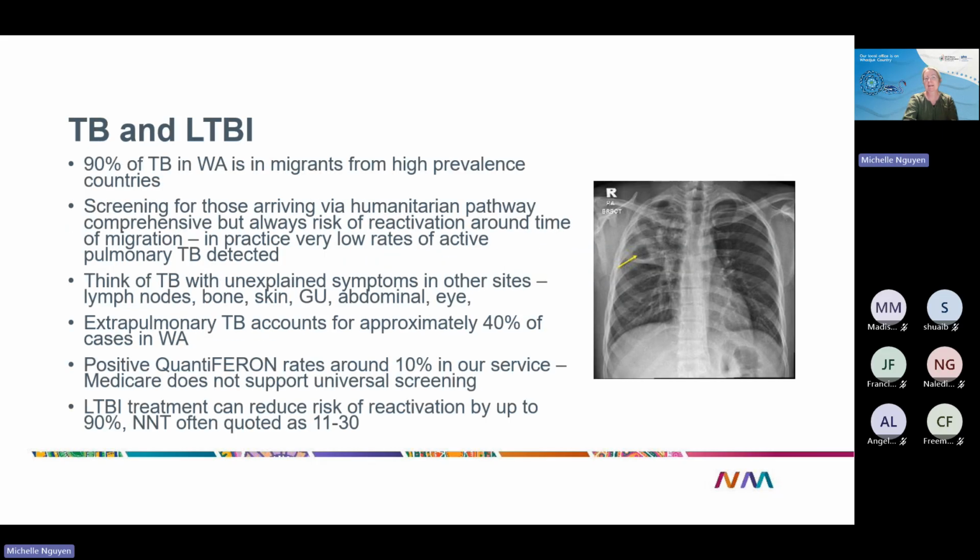So looking at TB and latent tuberculosis infection, about 90% of TB in WA is in migrants from high prevalence countries, or high incidence countries, I should say, really. Screening for those arriving via humanitarian pathways, as I said, is pretty comprehensive, but you do have that risk of reactivation around the time of migration. Think of TB with other unexplained symptoms in other sites as well. So lymph node enlargements, but also bony symptoms that are a little bit unusual, or skin lesions that are unusual, genitourinary symptoms, abdominal symptoms, because extrapulmonary TB also accounts for approximately 40% of cases in WA.